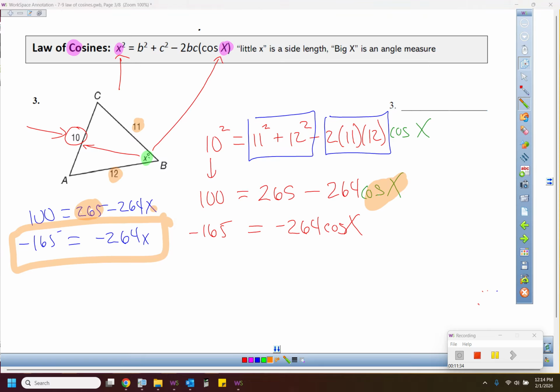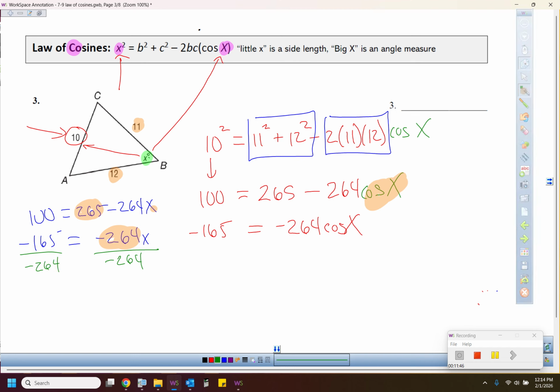Our next move would be to get rid of this times negative 264. You get rid of a times negative 264 by dividing both sides by negative 264. And here's what happens is you've got a negative over a negative, bro. That's going to be a positive. So what I say is we're going to get rid of the negative parts because it's a negative over a negative. And I just divided both sides by negative 264.